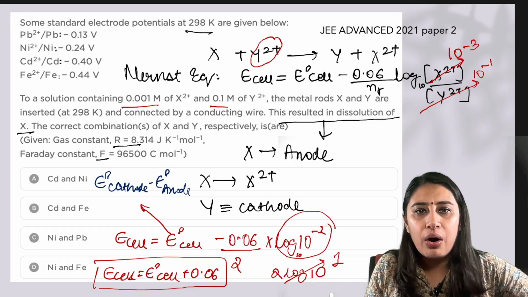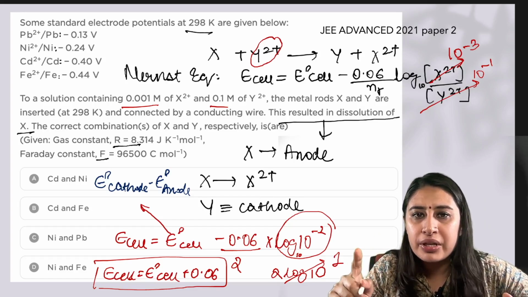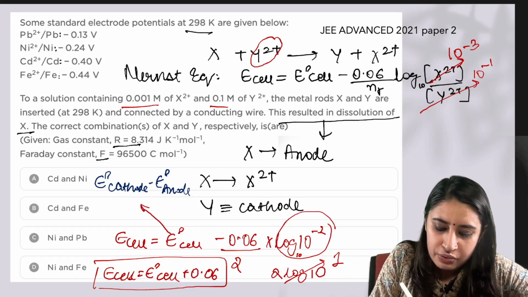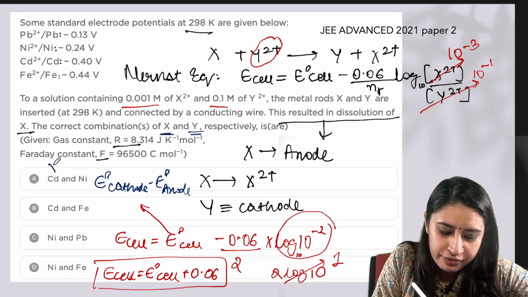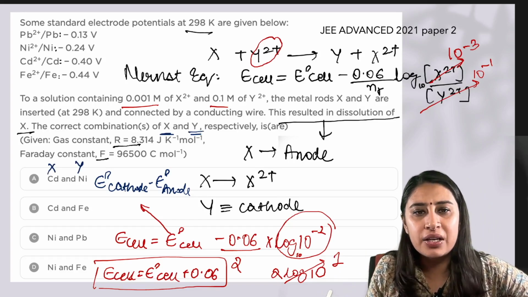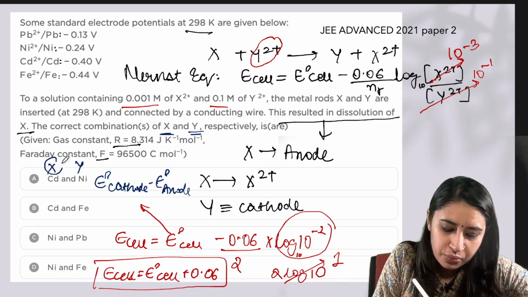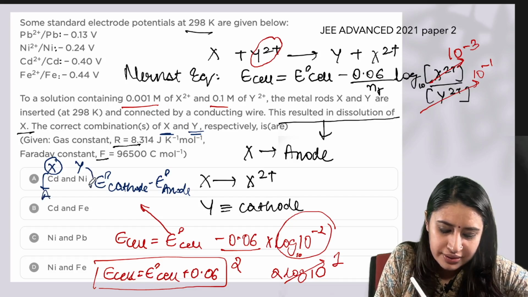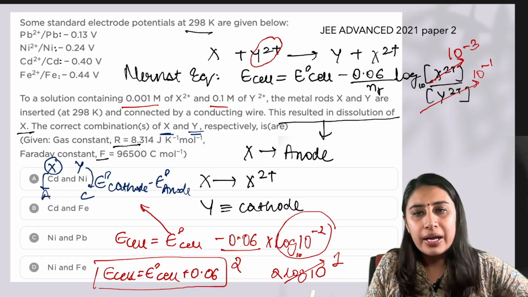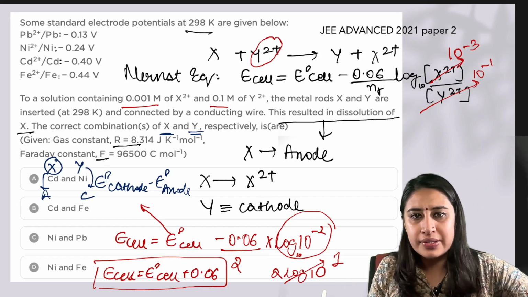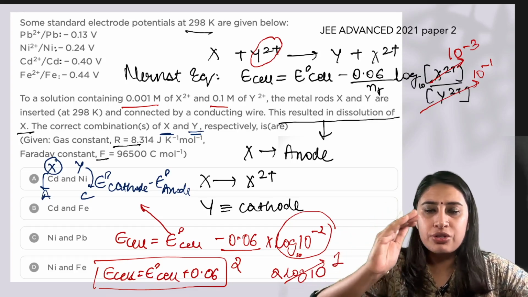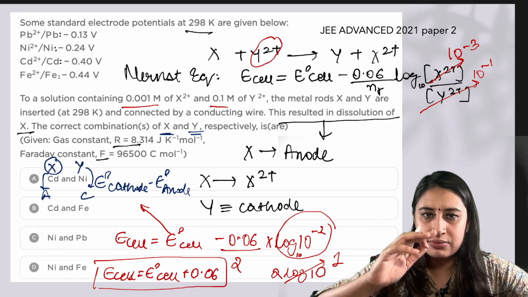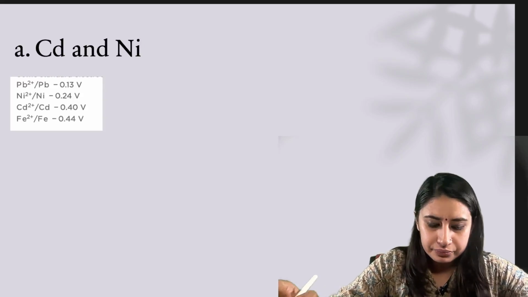Right? So now, respectively, the correct combinations of X and Y respectively are... So basically the first one has to be X and the second one has to be Y. The first one is basically the anode and the second one is basically the cathode. Indirectly, you know what is anode and what is cathode. So take the reduction potential of the second one, let's say if we are starting with the nickel.